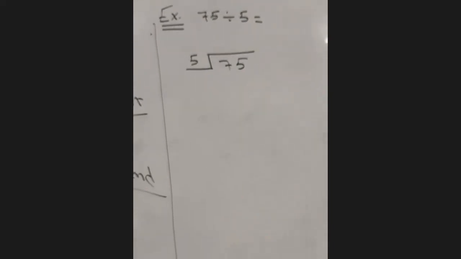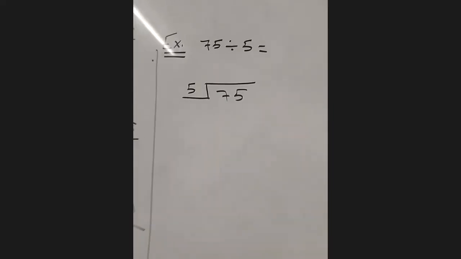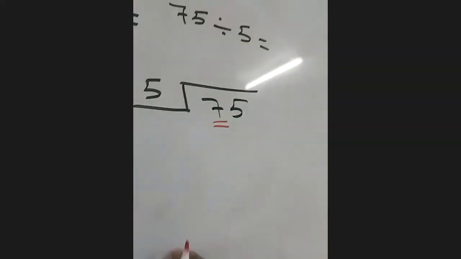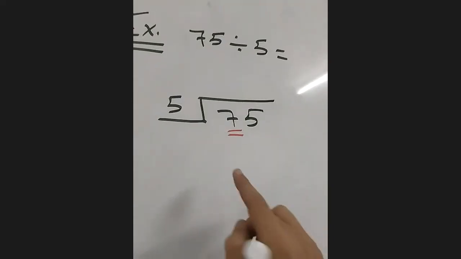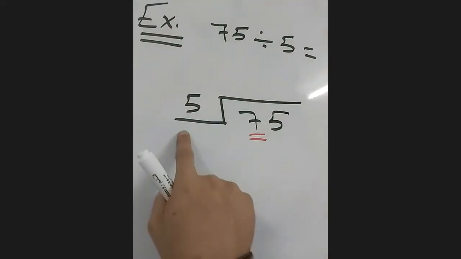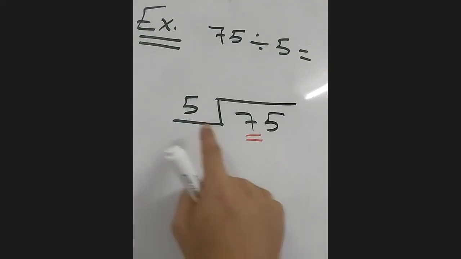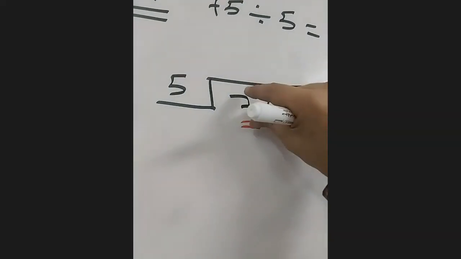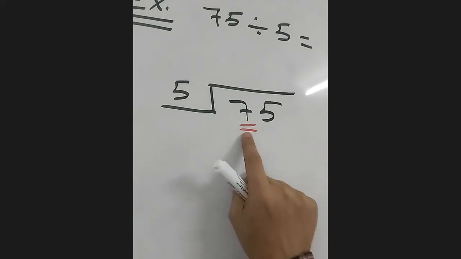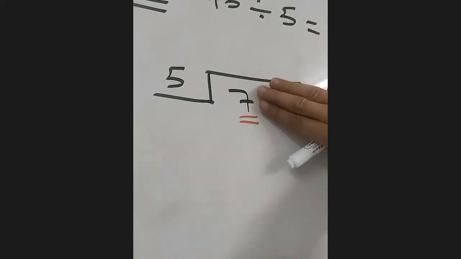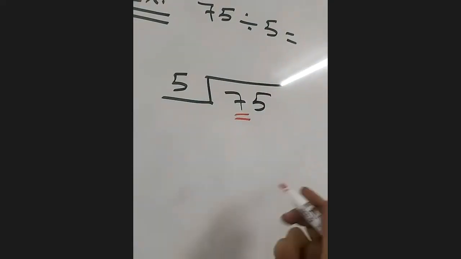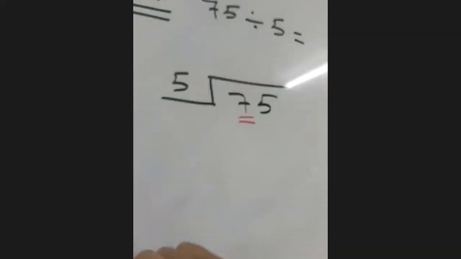Okay? Now, to divide, guys, we'll start with the first number here, and I'll ask myself, is 7 bigger than 5? Yes, 7 is bigger than 5. So we start with the 7 only and ignore the 5. Now, to start with the 7, I'll ask myself, 7 divided by 5, how much?